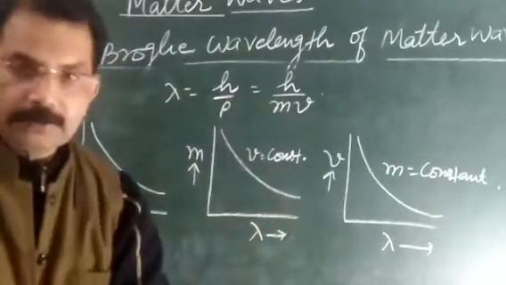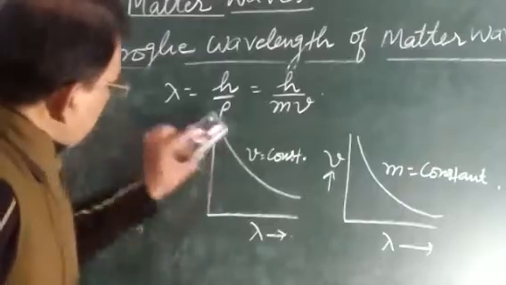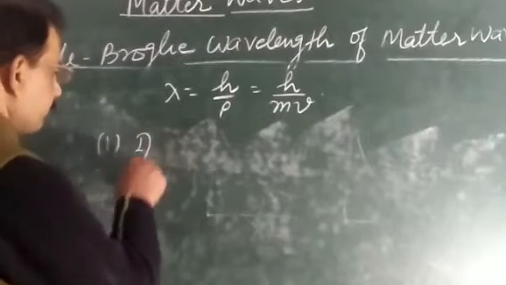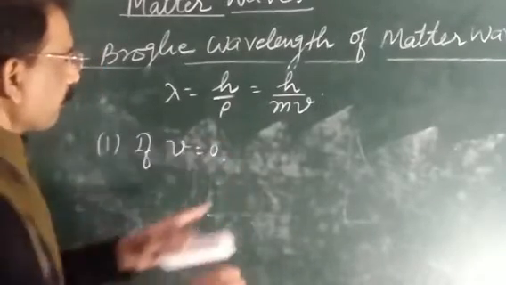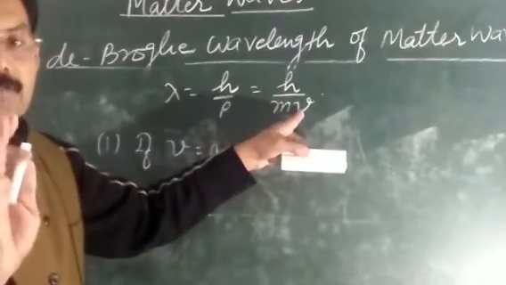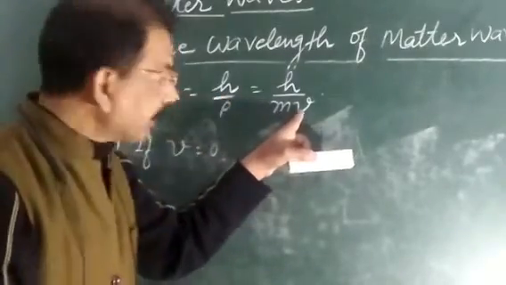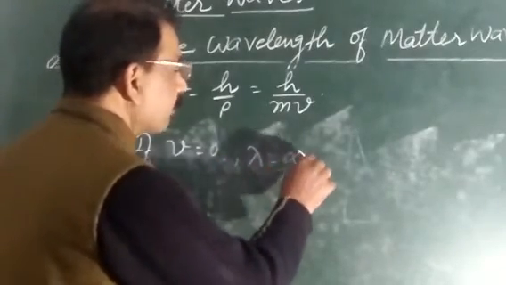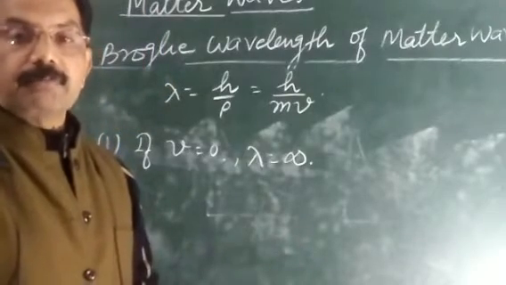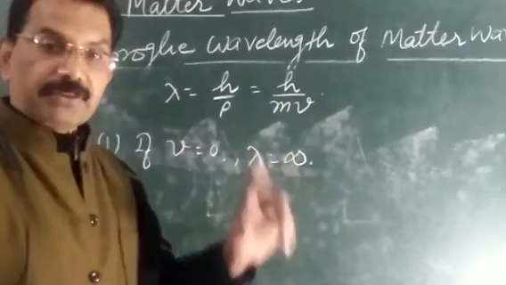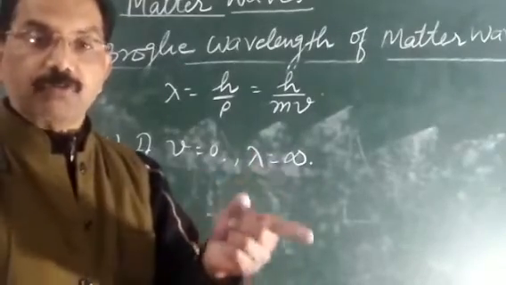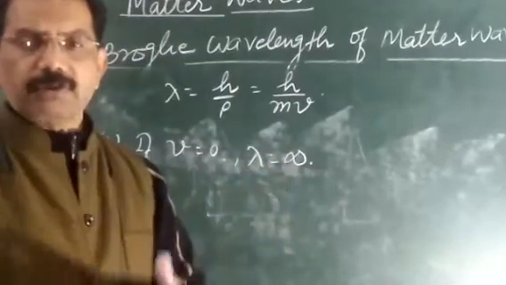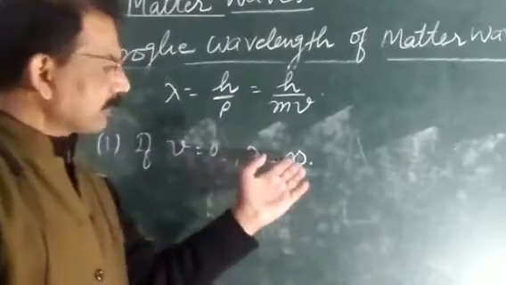And from this relation, a very important conclusion follows. First, if v is equal to 0, meaning the material particle is at rest, its velocity is 0, and then the wavelength becomes infinite, which is meaningless. It means a particle shows wave nature only when the particle is in motion. If the particle is at rest, it does not show any wave nature, because in this case the wavelength is infinite.